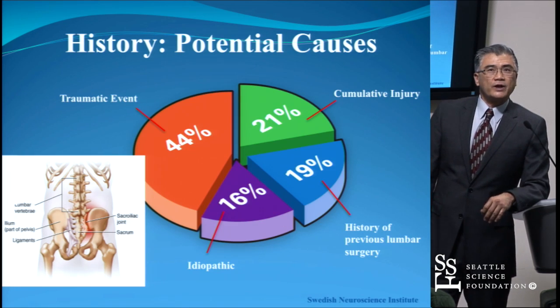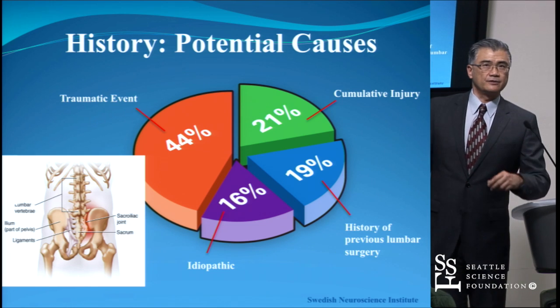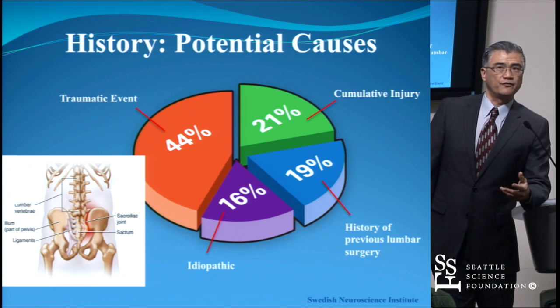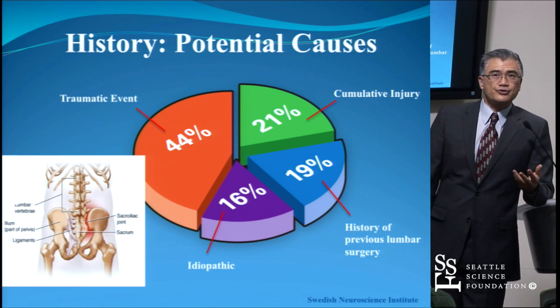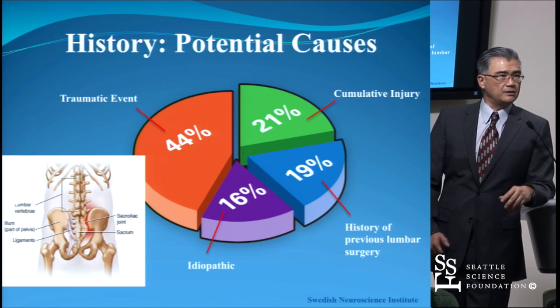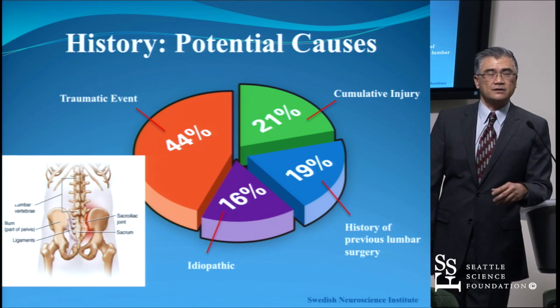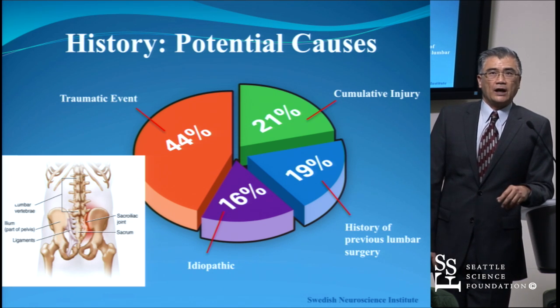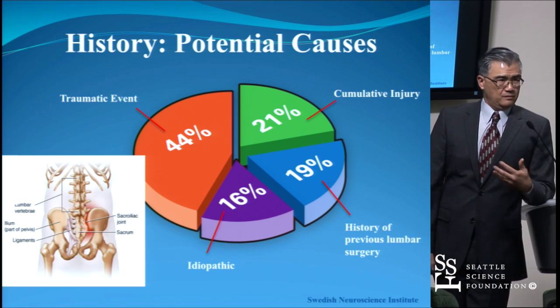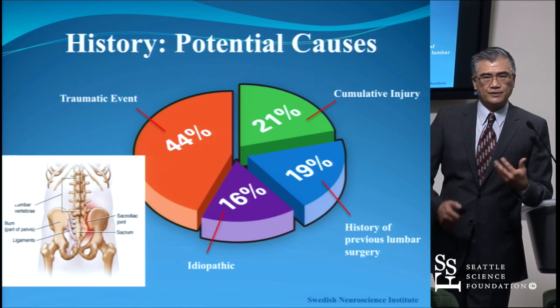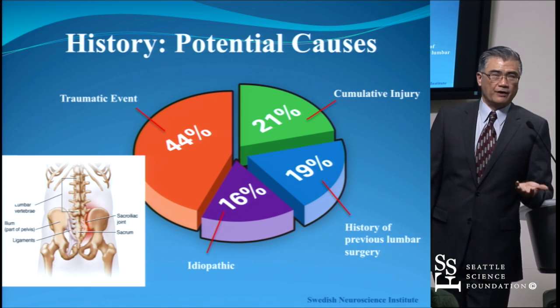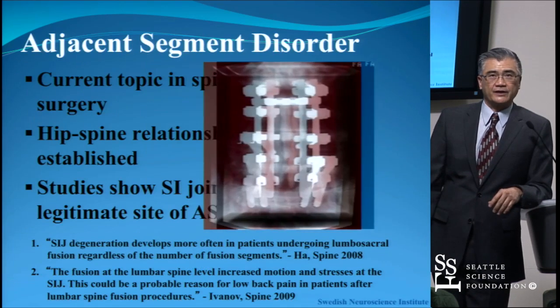So the potential causes: trauma is still the most common, about 44%. Then there's a history of previous lumbar surgery, which, depending on what study you look at, can be about 20%. And repeated injury, about 16%. When I see my patient, I try to ask what can be the cause. There's no good reason to have an SI joint problem, so it's idiopathic.